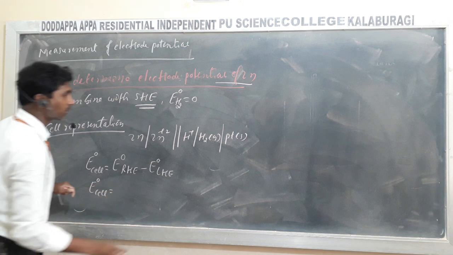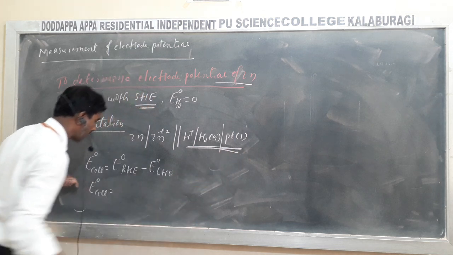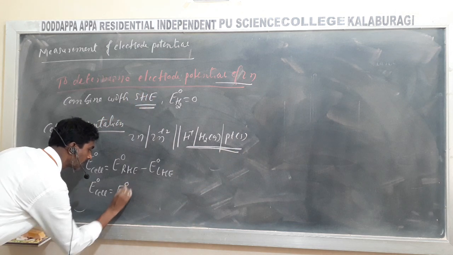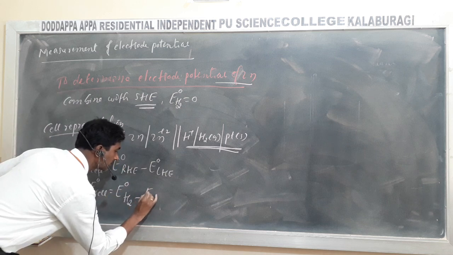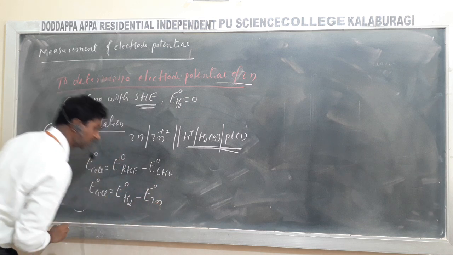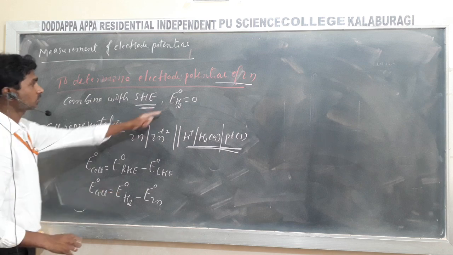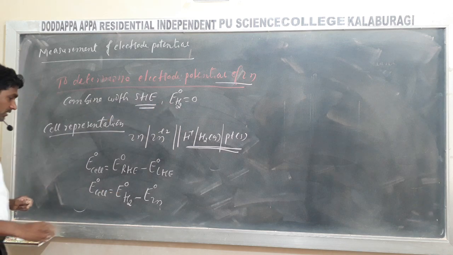Which is the right hand side electrode here? Hydrogen. Which is the left hand side electrode? The left hand side electrode is zinc. We know that the electrode potential of hydrogen is 0.